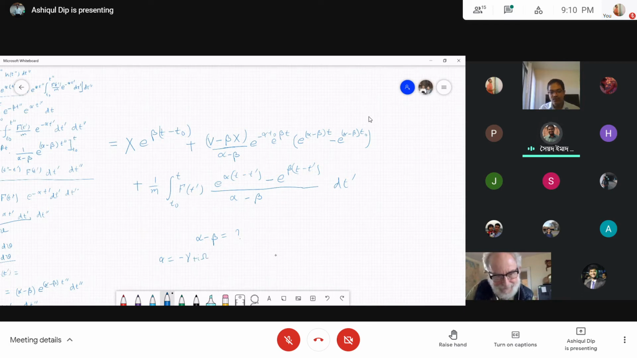Yeah, 2i omega, alpha minus beta. Yes. So alpha minus beta is nothing but twice i omega, where we know what the definition of omega is, right? So that's our alpha minus beta. Also, what is e to the power alpha t star, where t minus t prime is t star, minus e to the power beta t minus t star? We also need that, right?